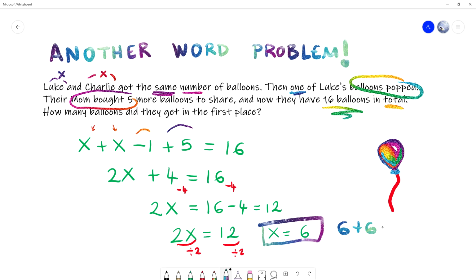Minus 1, so they would have 12. One pops, they have 11. And then plus 5. Their mom gives 5. So 12 minus 1 is 11, plus 5, that's 16. Is that correct? Yes. Yes! And Charlie wins. Very good, Charlie.